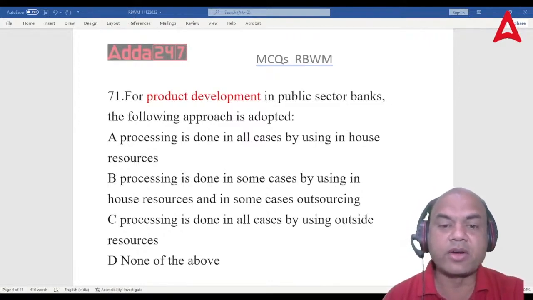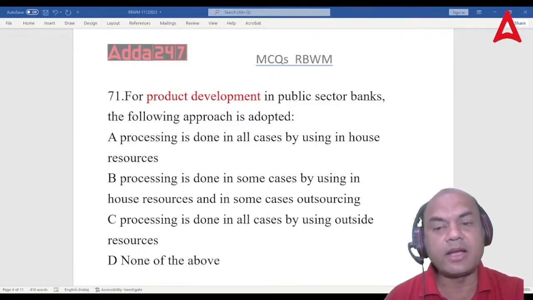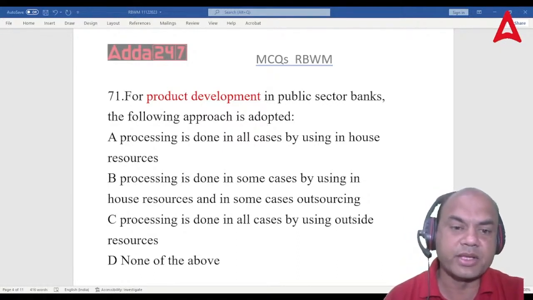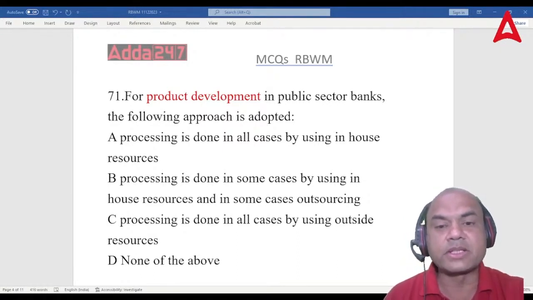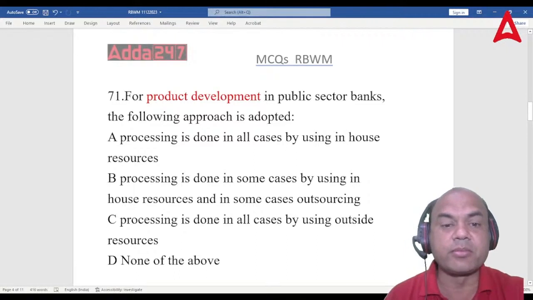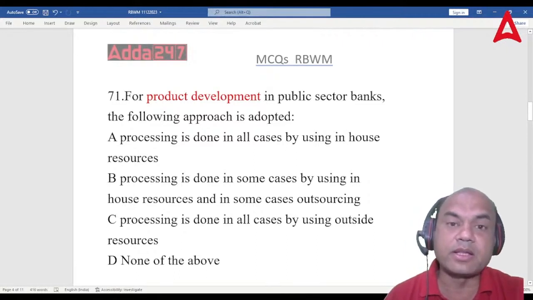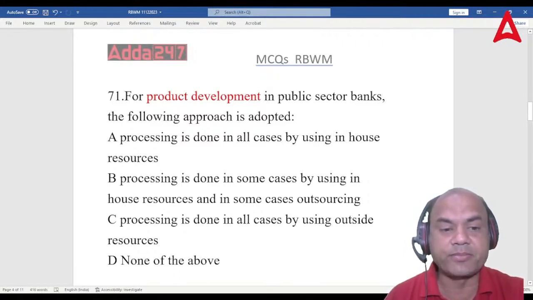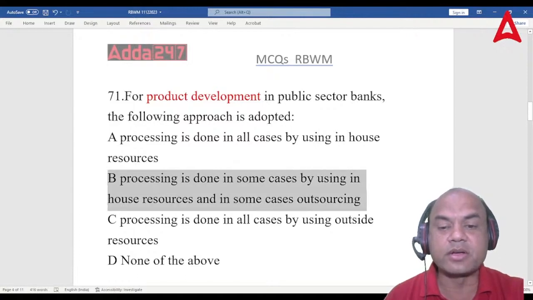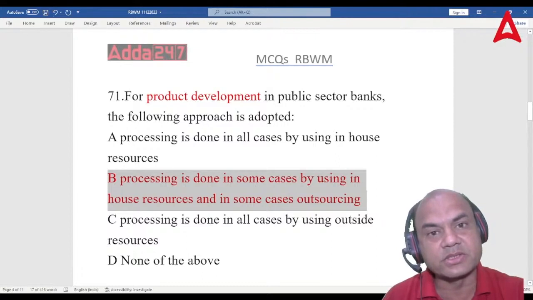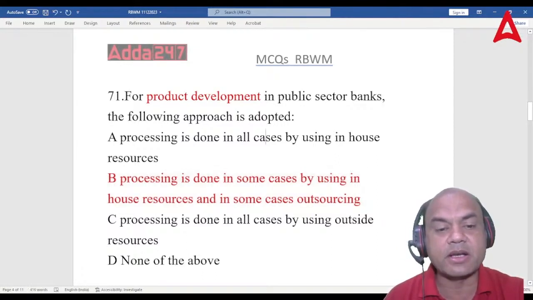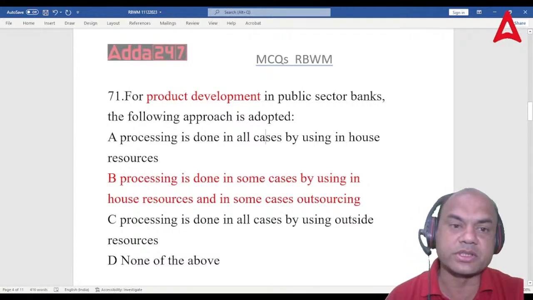Because nowadays banking is less of banking and completely of insurance. That's why public sector banks have changed a lot. They have become similar to the private banks. So the answer is B. This is the case in private banks also, and similarly in public sector banks. The processing is done in some cases using in-house and in some cases using outsourcing.